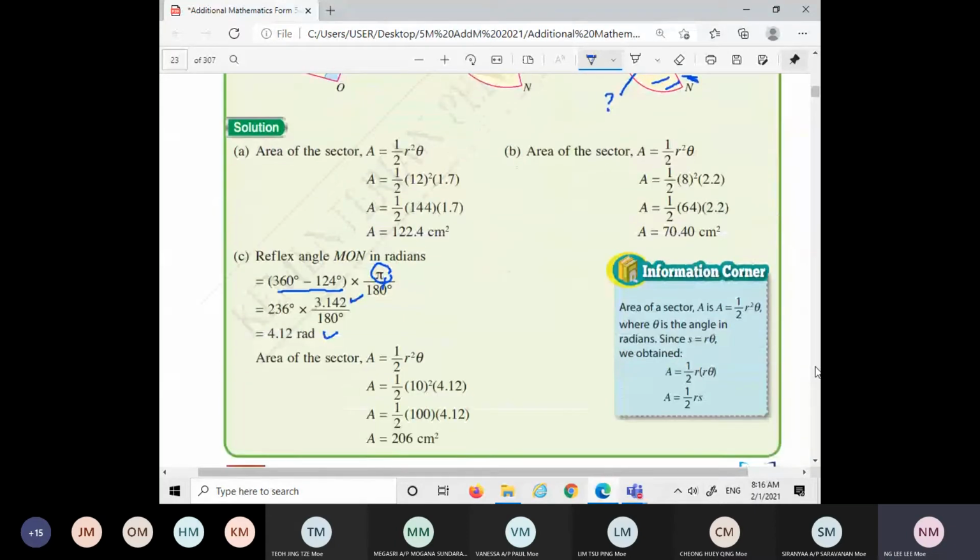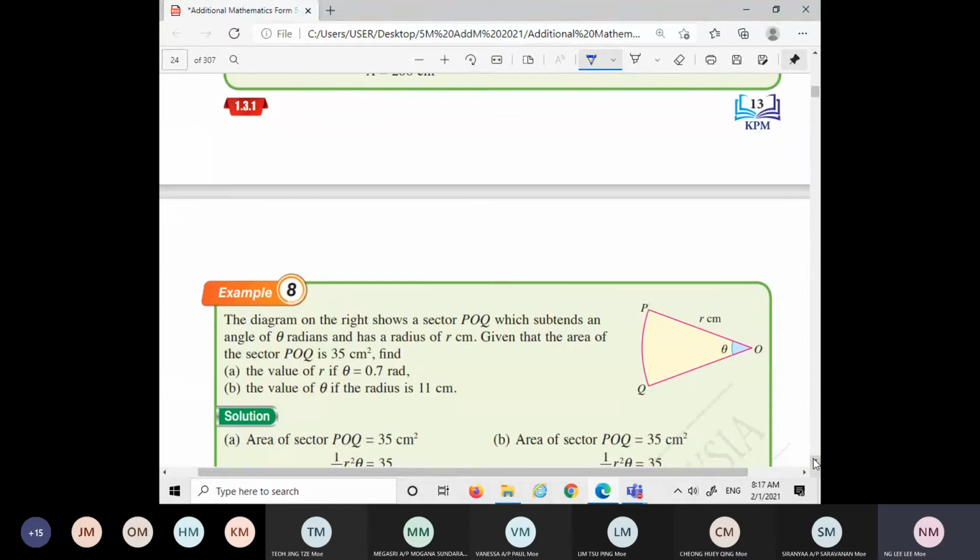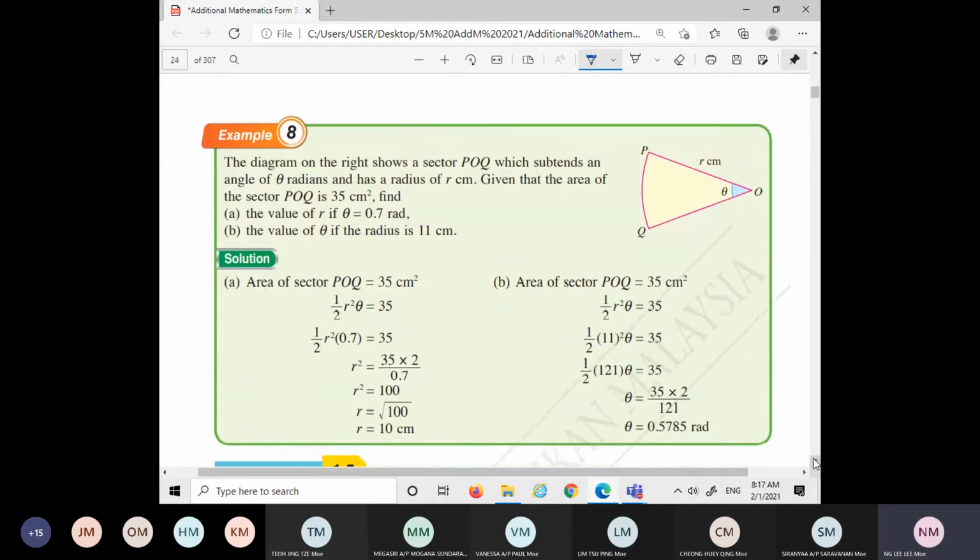The rest, I think, okay. I don't think you want to copy the example unless you think it is a reminder for you before your exam, that you want to read that example again, then you may copy it. Any of the examples here. Now we look at example 8.